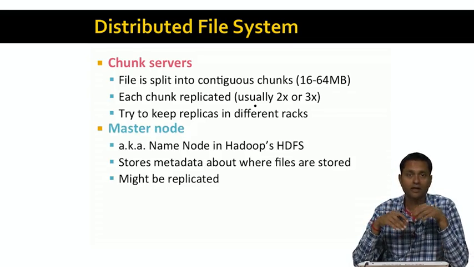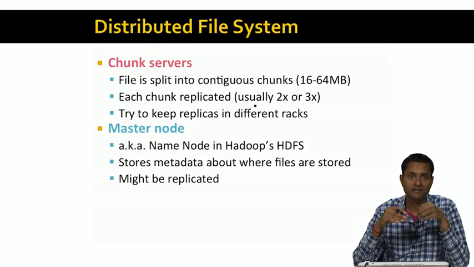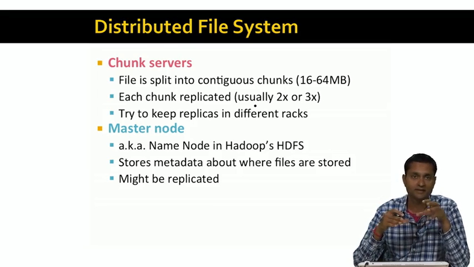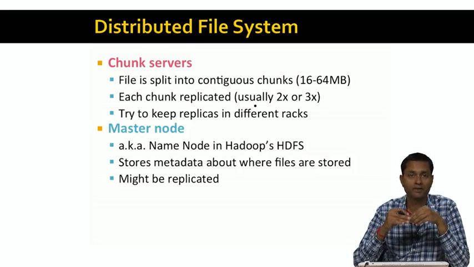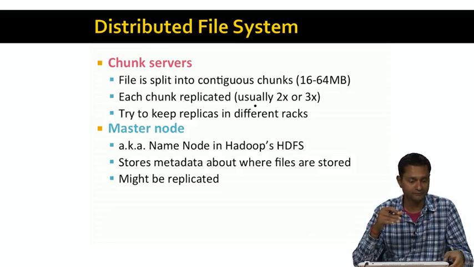The second component of a distributed file system is a master node. It's called the master node in the Google File System, and it's called the name node in Hadoop's HDFS. The master node stores metadata about where the files are stored. For example, it'll know that file 1 is divided into 6 chunks, and here are the locations of each of the 6 chunks, and here are the locations of the replicas. And the master node itself may be replicated, because otherwise it might become a single point of failure.